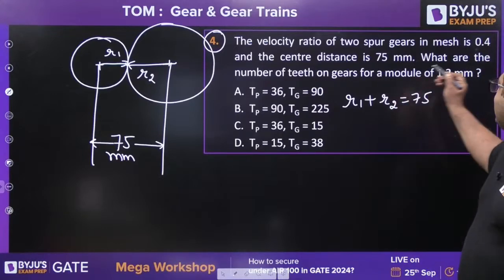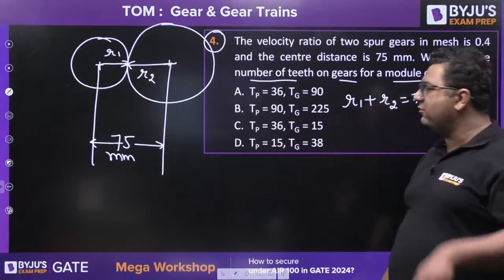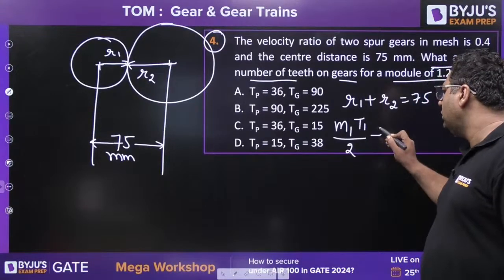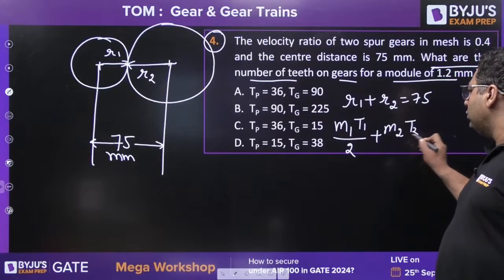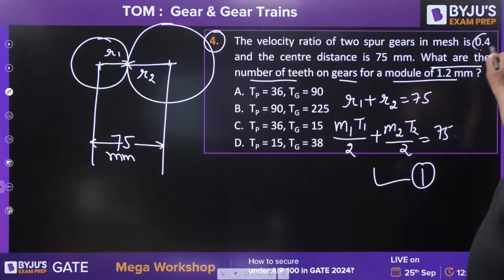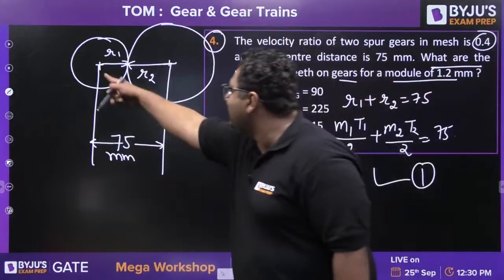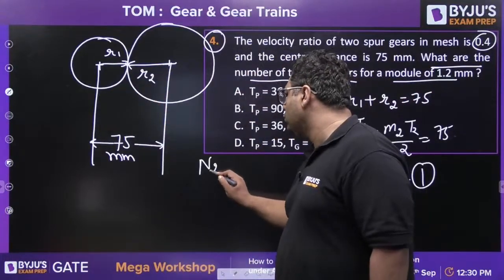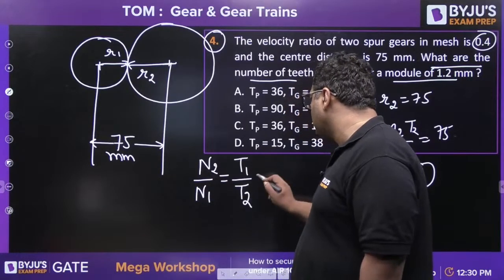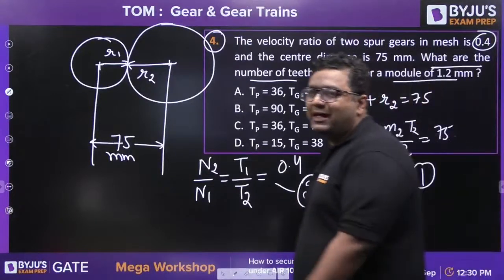So it is also mentioned what the number of teeth on the gears are for a module of 1.2. Module is also given. So you can write M1 T1 by 2 plus M2 T2 by 2 is 75. This is one equation. Second equation is 0.4. If this is 1, this is 2. So speed of 2 by speed of 1, that is number of teeth of 1 by number of teeth of 2, is equal to 0.4. So this is equation number 2. Solve the equations, get the answer.